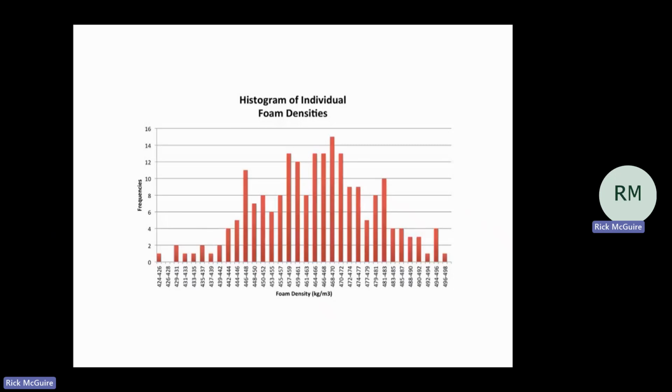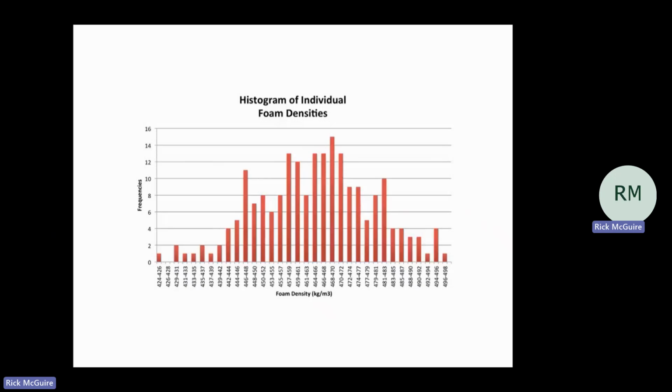So we see that the foam density ranges from about 420 kilograms per cubic meter to about 500. So it's normally distributed and looks fine and looks like a fairly broad range of values. These again are the individual samples, individual pieces of foam that I'm measuring, and there's about 200 of them, 210.